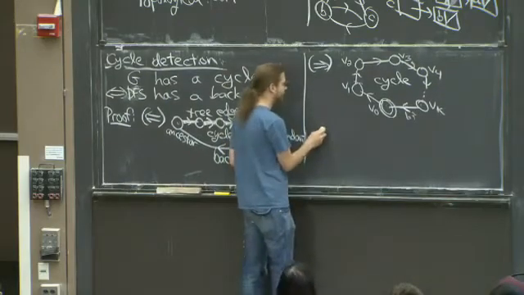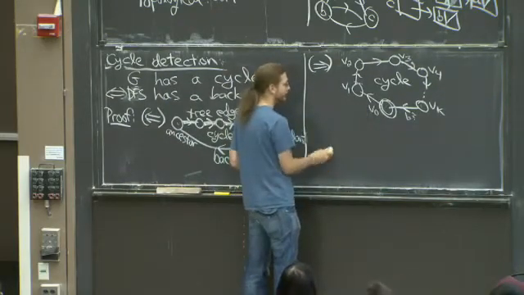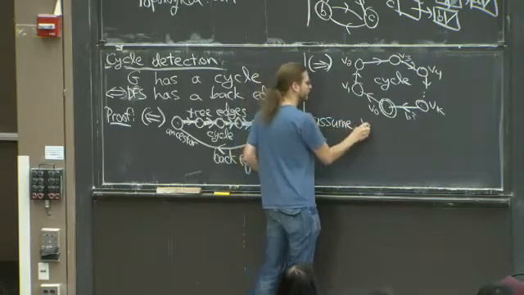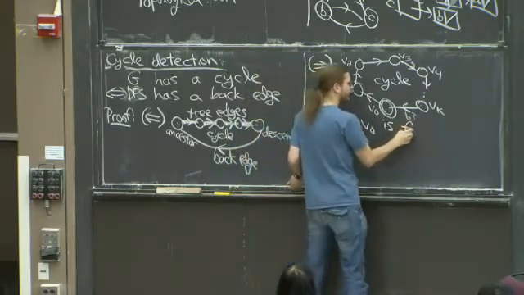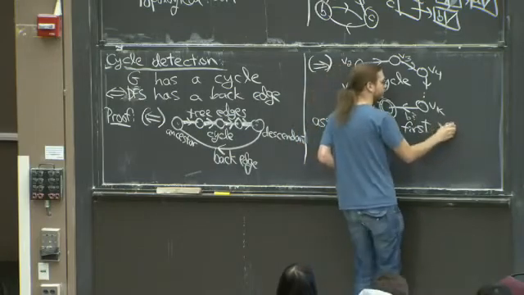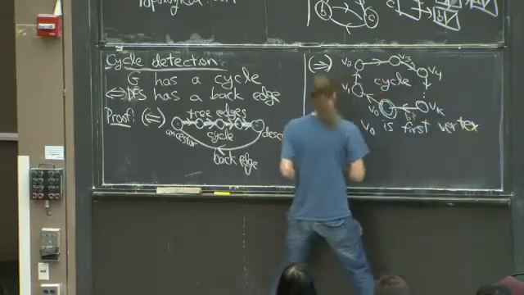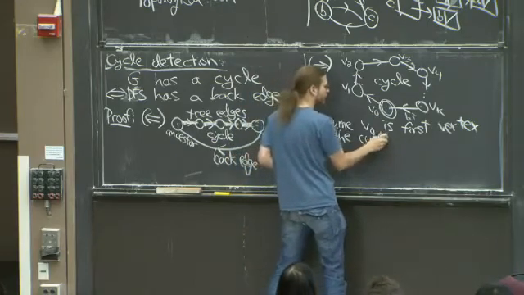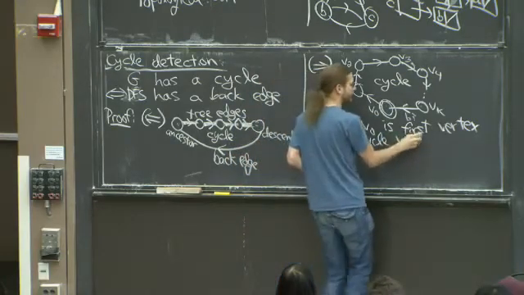Good. So I'm going to start the numbering, v0. Let's assume v0 is the first vertex in the cycle visited by the depth first search.